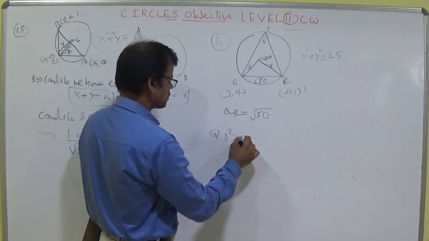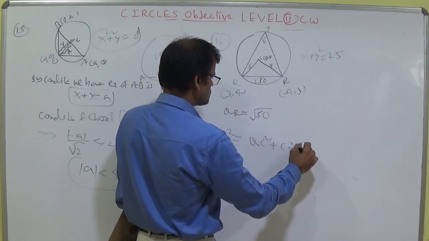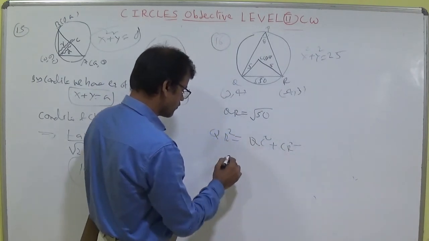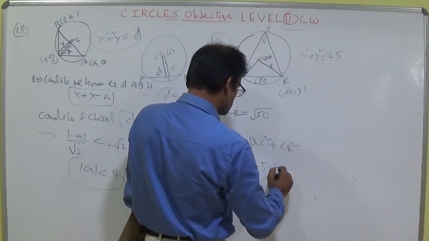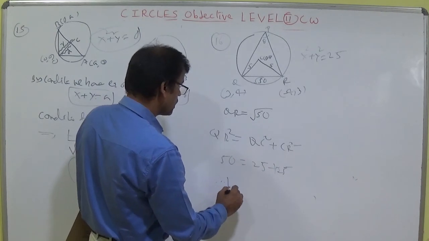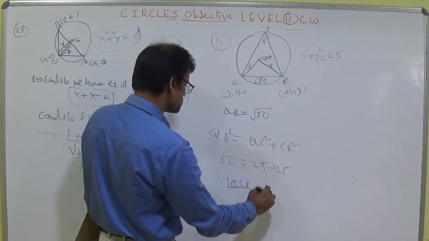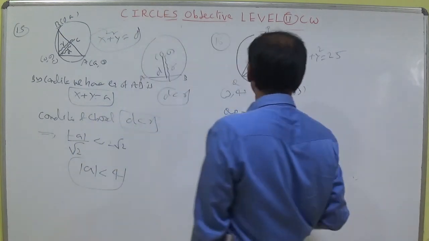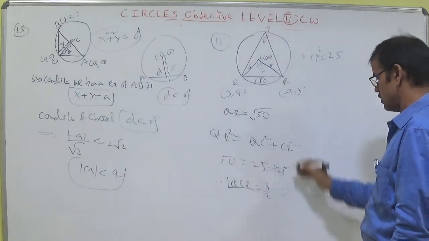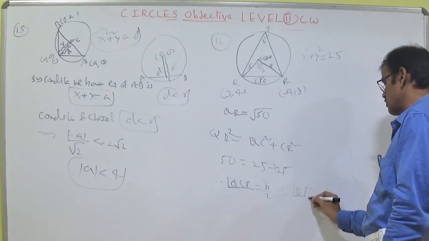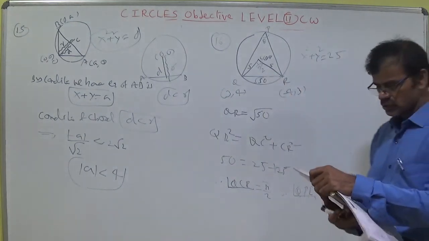So you can say that QR square is equal to QC square plus CR square, because here 25 plus 25 is equal to 50. Whenever it satisfies the right angle property, you can say that angle QCR is equal to 90 degrees. According to the triangle property, we know that this angle is 2 times this angle. So angle QPR is equal to pi by 4. Students, this is 2 times, don't get confused. So theta is equal to pi by 4 here.